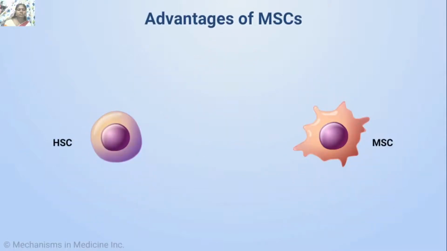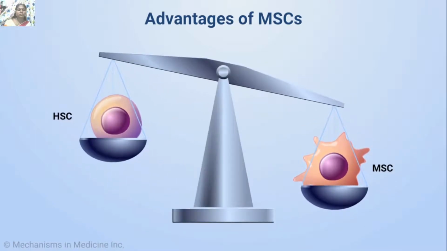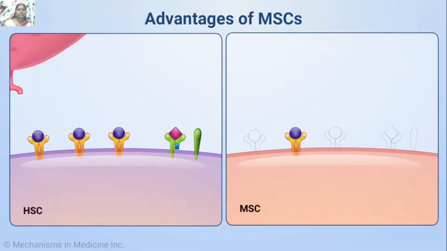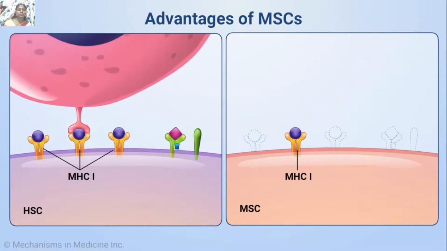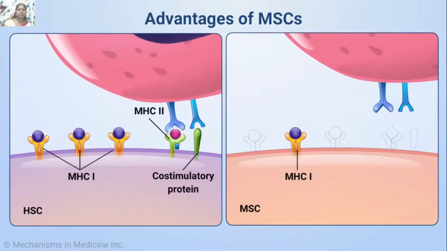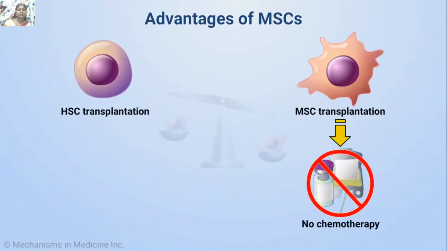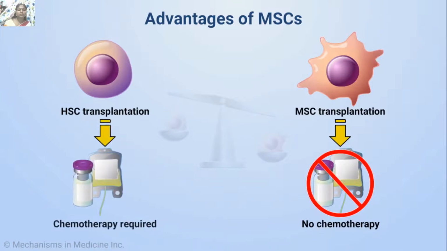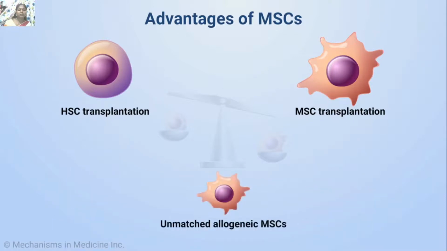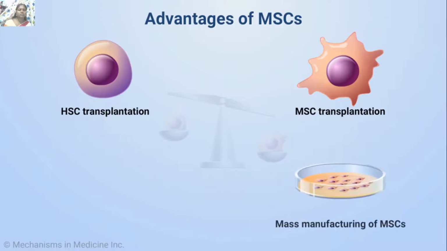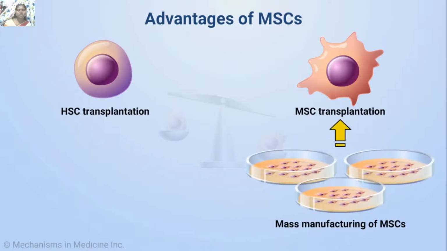Due to their low immunogenicity, MSCs have certain advantages over HSCs in regards to therapeutic transplantation. This property stems from their low expression of MHC1 cell surface proteins, as well as a lack of MHC2 and co-stimulatory proteins. As such, the need for chemotherapy in MSC transplantation is eliminated, whereas it is necessary in HSC transplantation. Another benefit is that unmatched allogeneic MSCs can be utilized in the transplantation procedure. MSCs also offer an advantage to mid-sized transplant centers as they can be mass manufactured more readily.